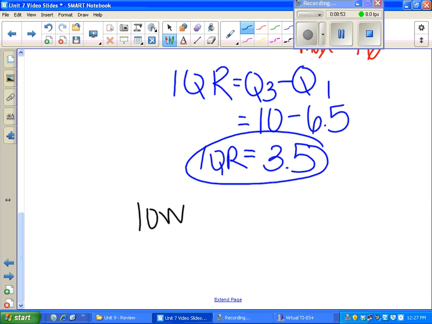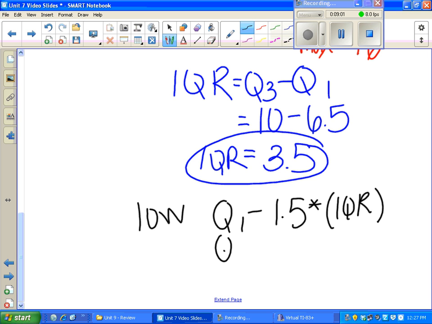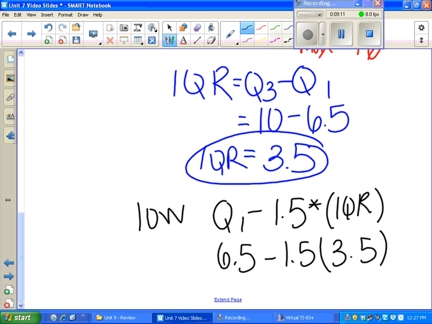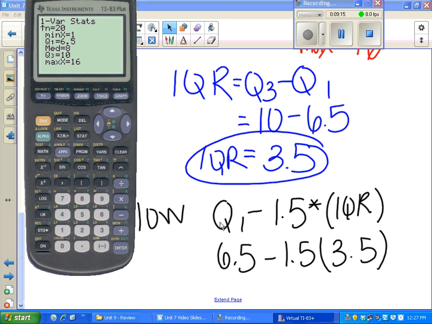So let's first test for low. Our low test is Q1 minus 1.5 times the IQR. So Q1 is what? Q1 was 6.5. So I do 6.5 minus 1.5 times my IQR of 3.5. Now remember, with the order of operations, you first have to multiply. So let's do 1.5 times 3.5. I'm just going to quit out of here.